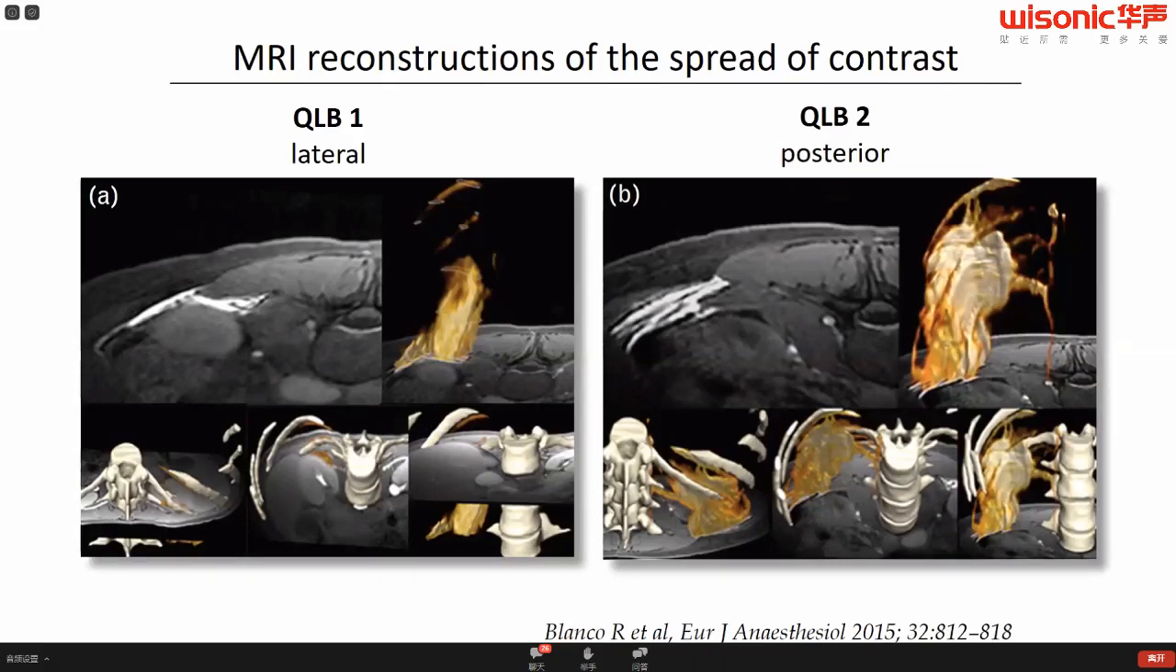These are MRI reconstructions of spread of contrast, and when you compare the lateral with the posterior block, you can see in the posterior block more of the contrast dye is spreading to the spinal nerves and probably also to the paravertebral space. That means with a posterior block, you will have a deeper and more profound block. You will find not only a somatic but also a visceral block.